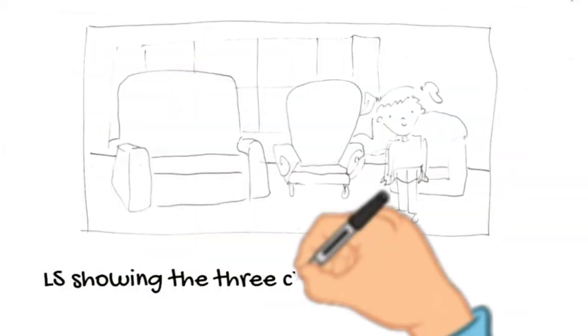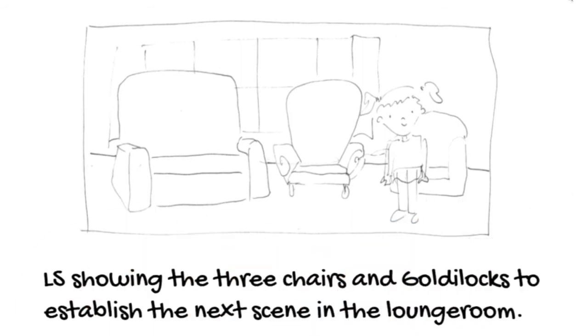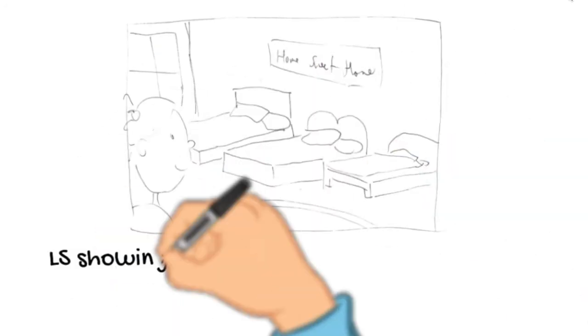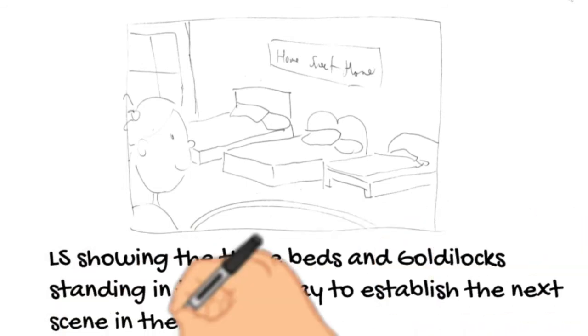The next scene change is when Goldilocks goes to the lounge room and sees the 3 chairs, so I'll use a long shot to establish this. Another long shot will establish the bedroom scene. And an extra long shot will be good to show the return of the 3 bears.